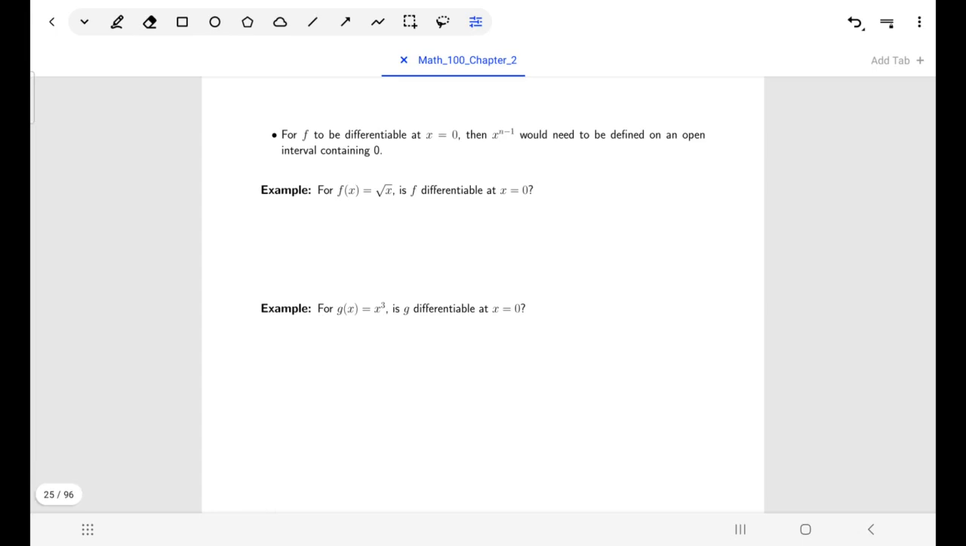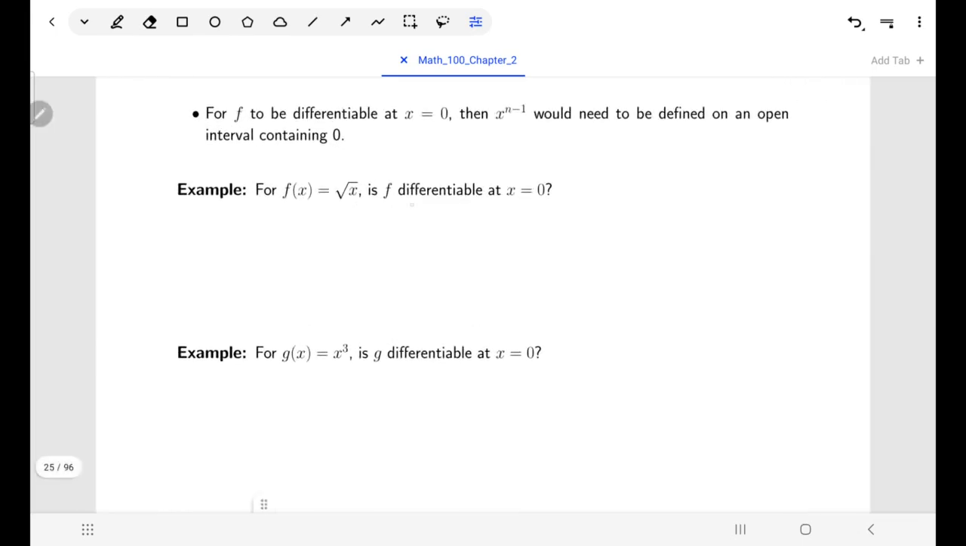So for f of x equals square root of x, is f differentiable at x equal to 0? And the big answer for this one would be no. The reason I know that is if I look at the square root function, 0 does not exist inside of an open interval. There's no graph on both sides of 0. So unfortunately, there won't be a derivative at x equals 0. There's no tangent line there.